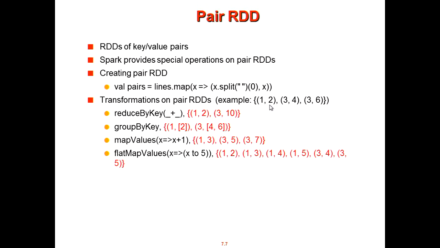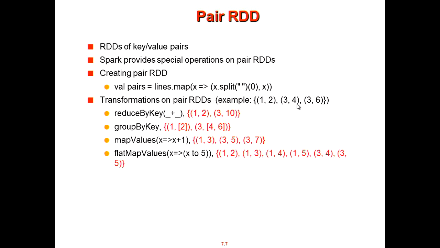So from 2 to 5, and each such value will be combined with a key and generate new pairs. So it's (1, 2), and next is (1, 3), (1, 4), (1, 5). So that's for (1, 2), which will correspond to the 4 pairs.